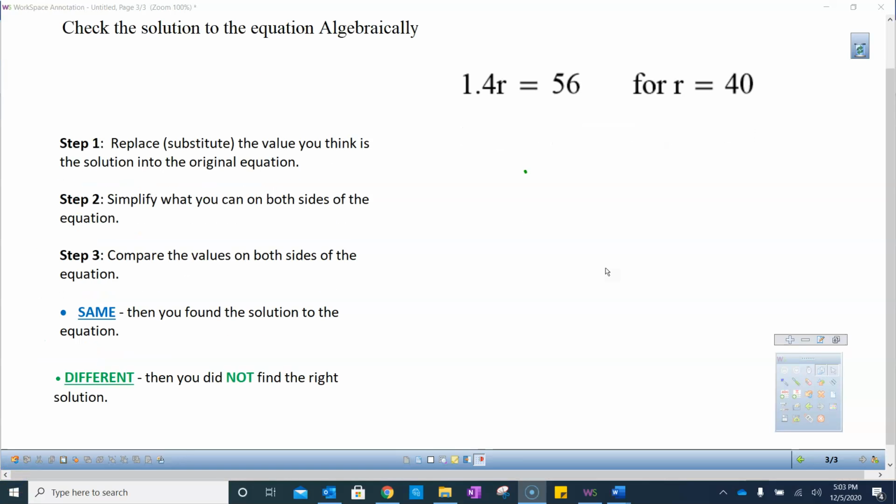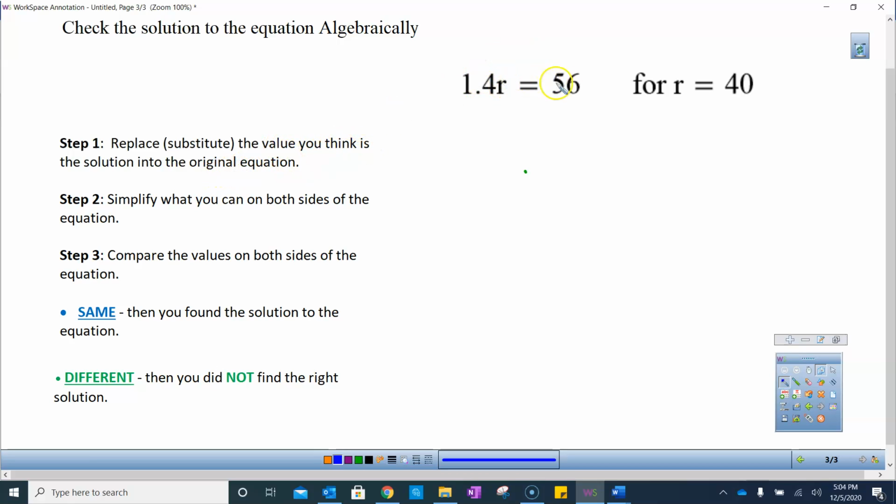Right, in this video you're going to get a refresher on how you check to make sure a solution works in an equation, that you found the right solution for the equation. So we're going to go through our steps. Step 1 says replace or substitute the value you think is the solution into the original equation.